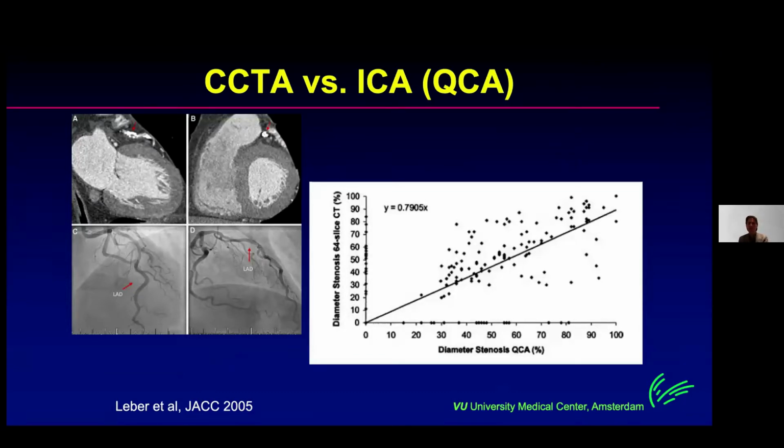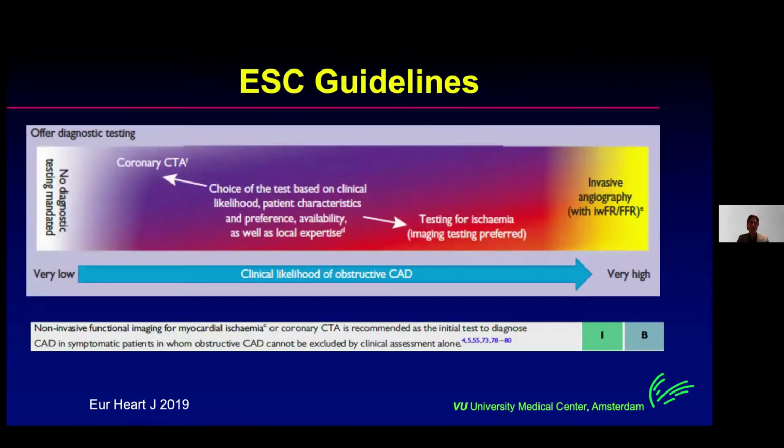We know this from the fact that there's only a crude correlation between the diameter stenosis that we find in the cath lab and that we find on CT-based imaging. This is due to a lot of artifacts, blooming artifacts. This is a slide from 2005, but these are still problems that we face today. So we know that CT is a rule-out imaging technique, but not a rule-in imaging technique.